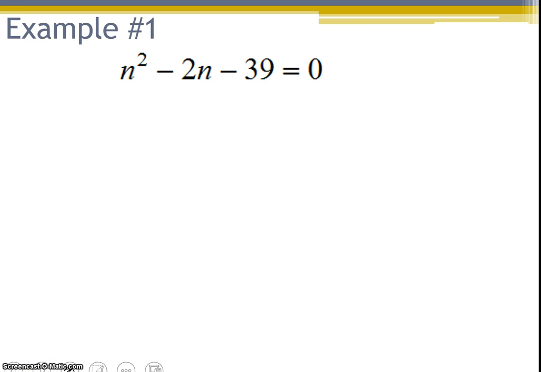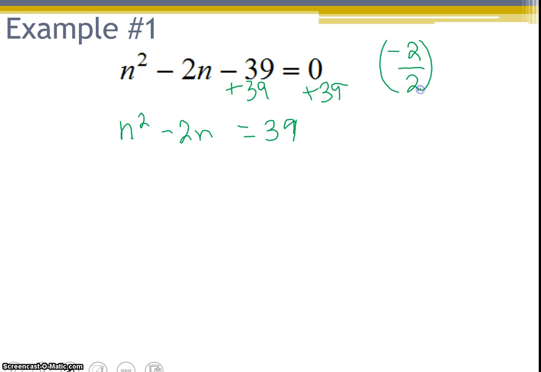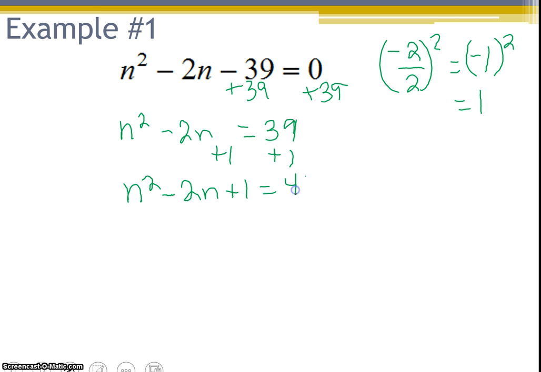So let's try it. First, we're going to add 39 to both sides. When we do that, we're left with n squared minus 2n is equal to 39. We're going to take half of b, so negative 2 divided by 2, and we're going to square it. Negative 2 divided by 2 is negative 1. Negative 1 squared is equal to 1. So we're going to add 1 to both sides. Now we have n squared minus 2n plus 1 is equal to 40.